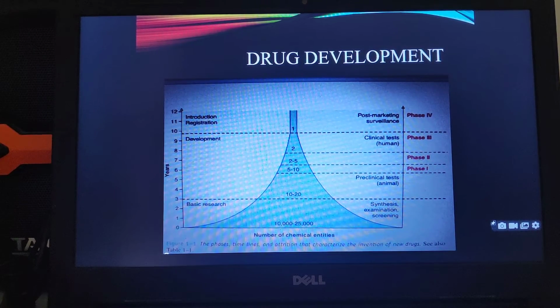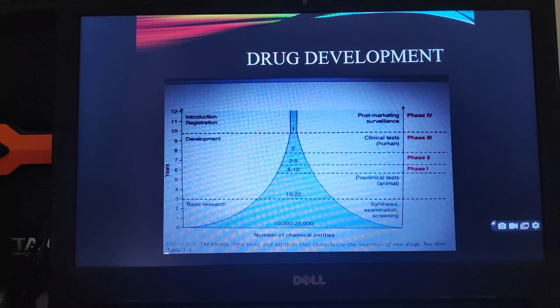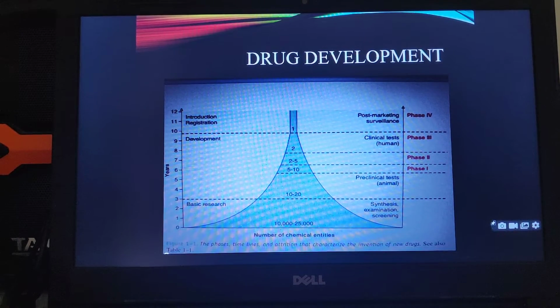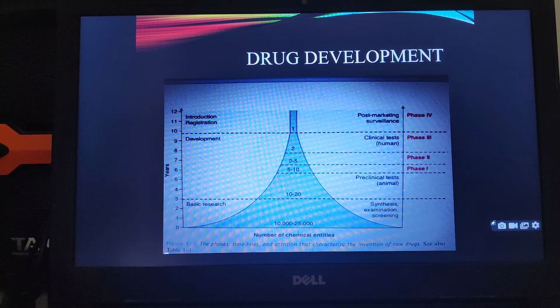And sometimes, even after so many efforts, the molecule may fail at any stage. Like, the molecule can successfully pass phase 2, but it can fail in phase 3. It can pass animal studies, but it can fail in the human studies. So at every moment, at every step, there is a risk involved in drug development.